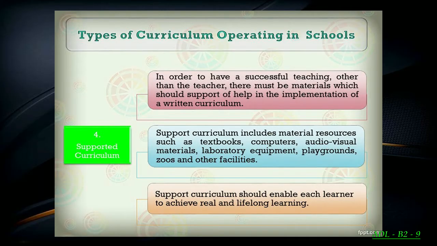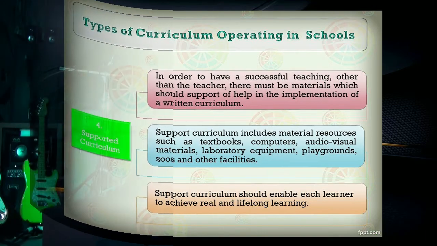Number 4 type of curriculum is a supported curriculum. In order to have a successful teaching, other than the teacher, there must be materials which should support or help in the implementation of a written curriculum. Support curriculum includes material resources such as textbooks, computers, audiovisual materials, laboratory equipment, playgrounds, zoos, and other facilities. Support curriculum should enable each learner to achieve real and lifelong learning.